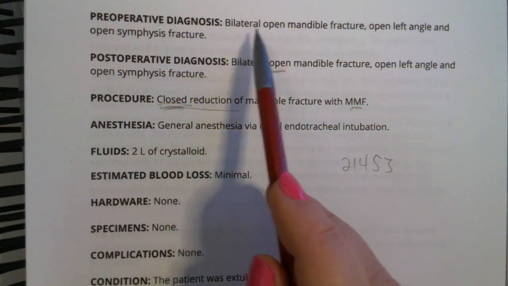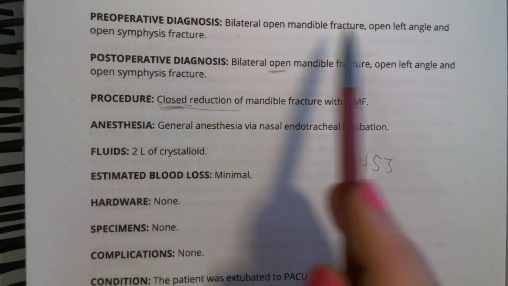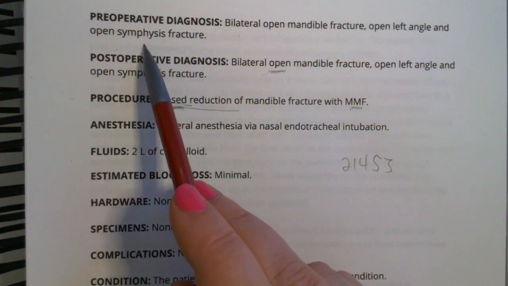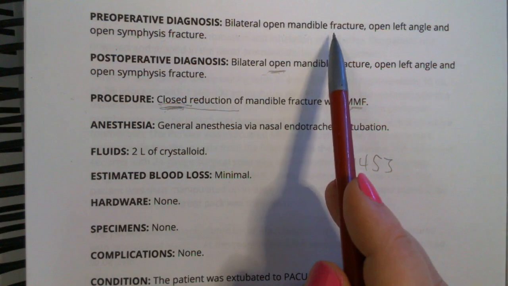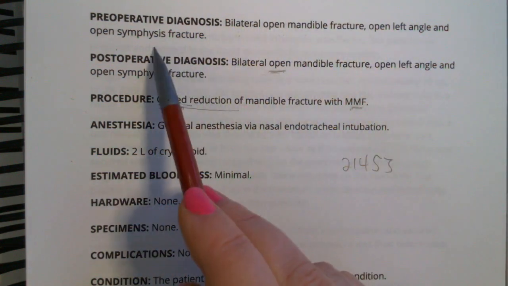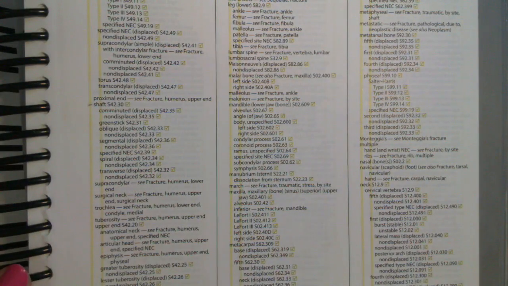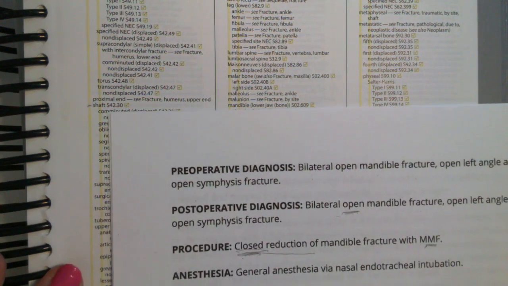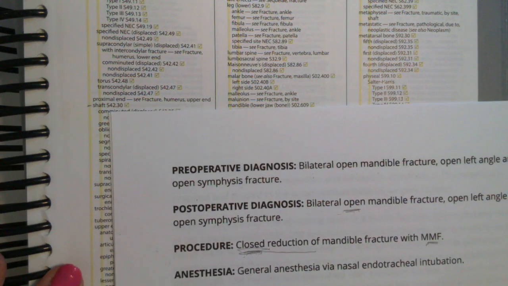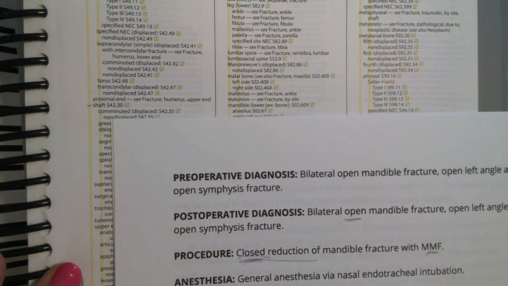We have a bilateral open mandible fracture, open left angle, and open symphysis fracture. So the left angle and symphysis fracture are also types of mandible fractures. So if we go here to bilateral mandible fracture, mandible. So here we have our mandible. There is our general mandible code if we don't have a more definitive diagnosis.